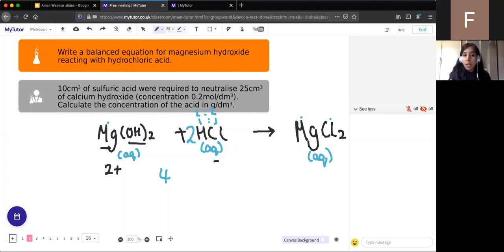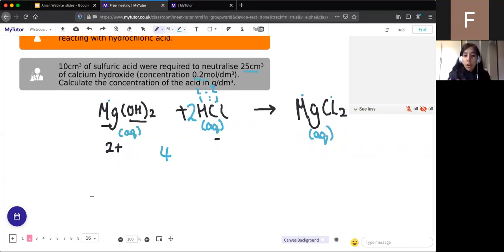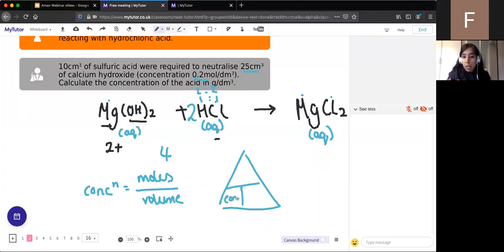So now we just need to look at the alkali, and we can see we've got 25 centimeters cubed, which is the volume, and a concentration. So as someone said, we can calculate the number of moles of calcium hydroxide. The equation for concentration is concentration equals moles over volume. So when we rearrange that, if you think about it in the triangle form, here's concentration, here's moles, and here's our volume in decimeters cubed, that means the number of moles equals the concentration times the volume. So our concentration is 0.2 and our volume is 25 centimeters cubed.